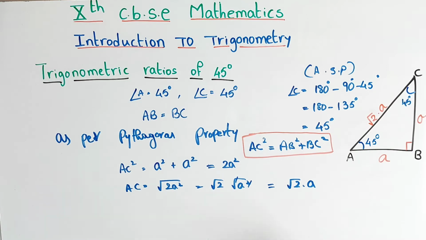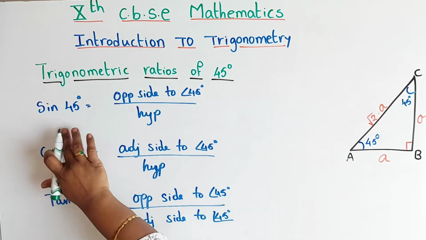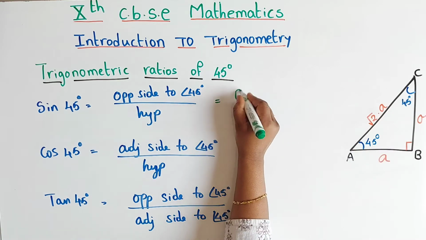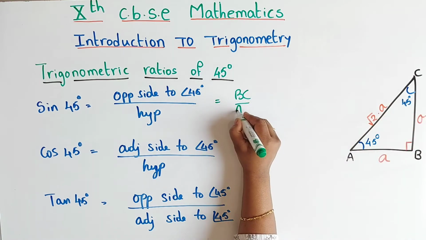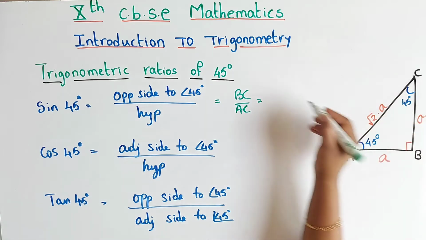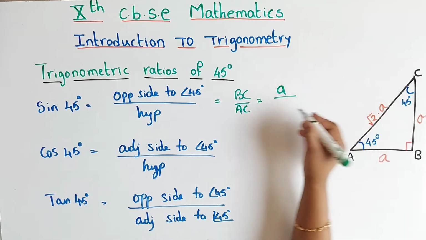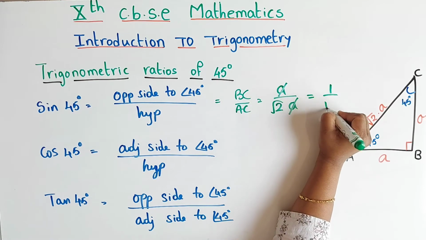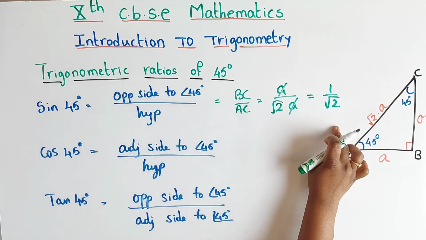So now we have three sides AB, BC, AC and we know three angles. Let us find out the trigonometric ratios of 45 degrees. Sin 45 degrees equal to, we know the formula, right? Opposite side to 45 degrees divided by hypotenuse. Opposite side to 45 degrees, it is BC, divided by hypotenuse, it is AC. What is BC value children? It is small a divided by AC value root 2 a. So a will get cancelled, 1 by root 2 is the final answer. Sin 45 equal to 1 by root 2.